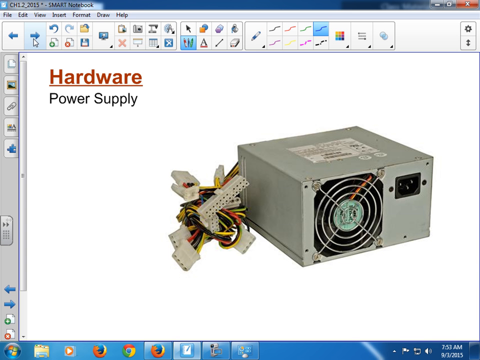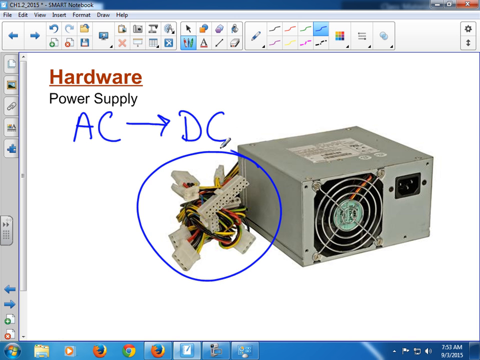So a power supply turns AC power, the kind that's in the wall, to DC power on these plugs right here, and that's what the computer needs to operate. Okay, in chapter 3 we'll talk more about what AC and DC power is. But the power supply supplies all electrical power to the PC.